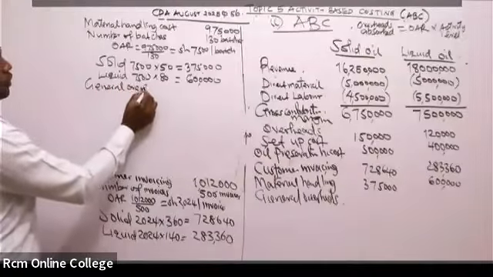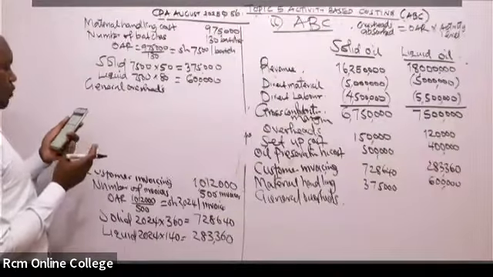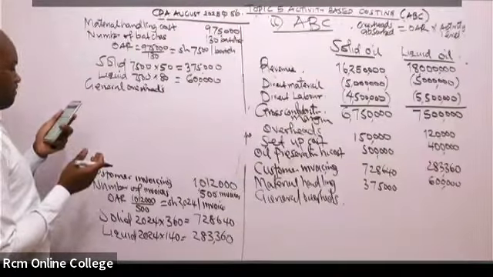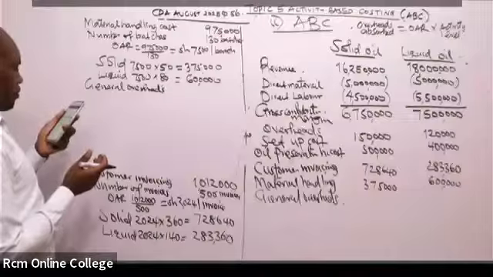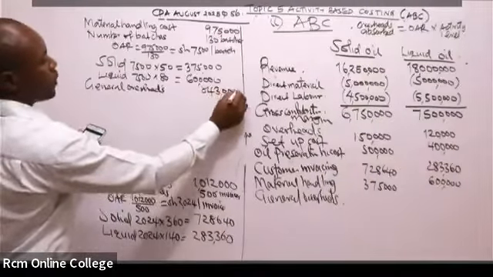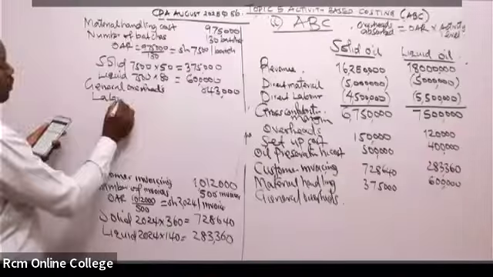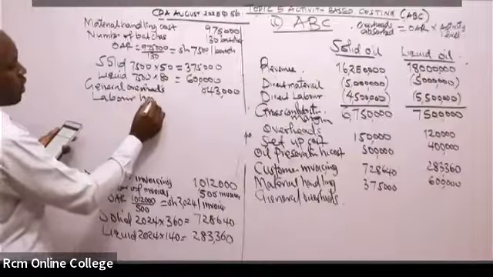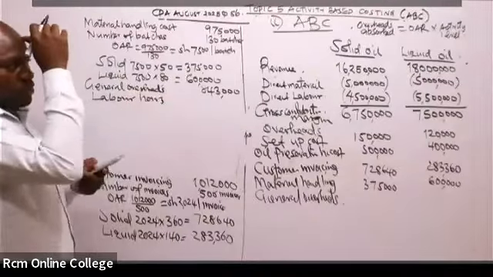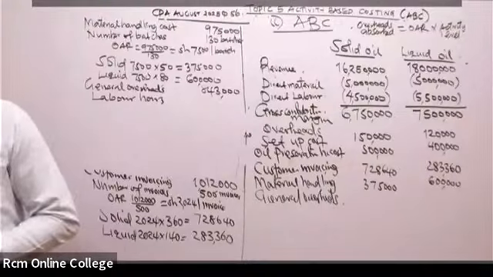And we now go to the last one, that is general overheads. General overheads is equivalent to 843,000. We are supposed to distribute it based on labor hours, right? So we have labor hours.